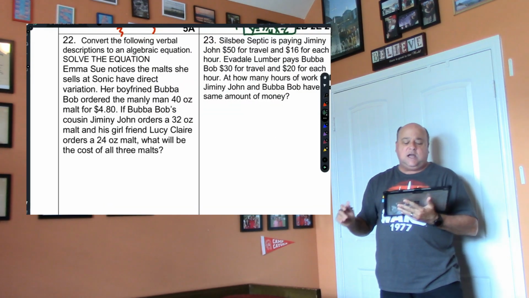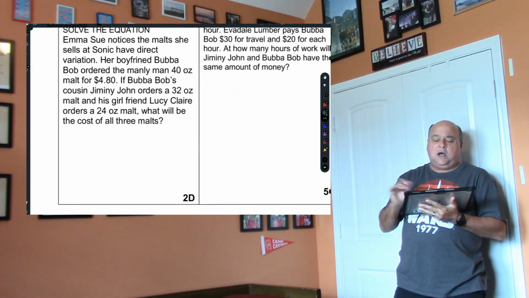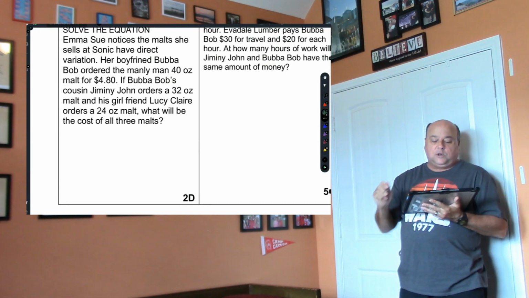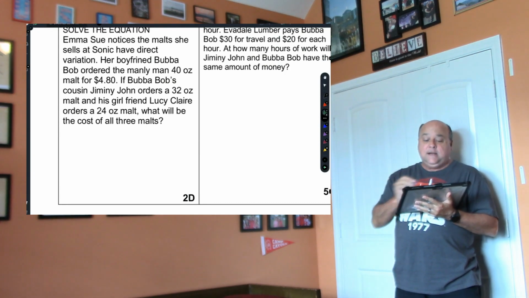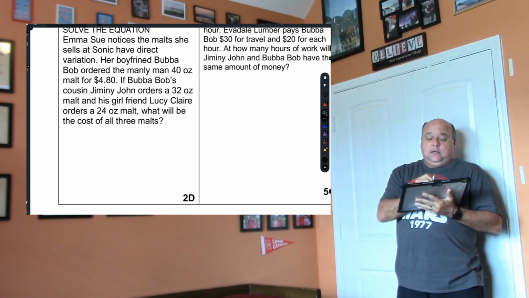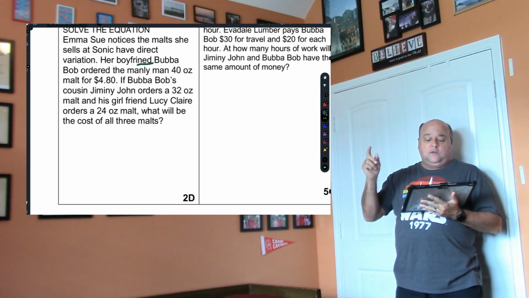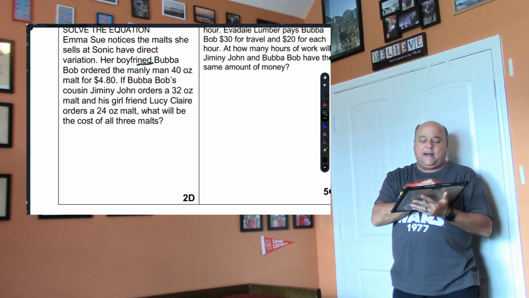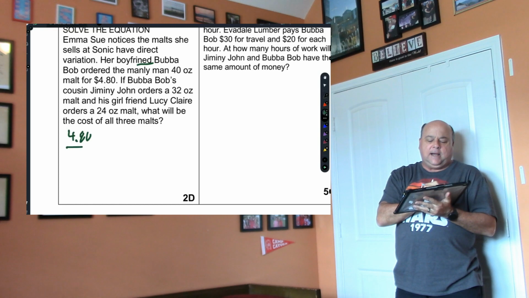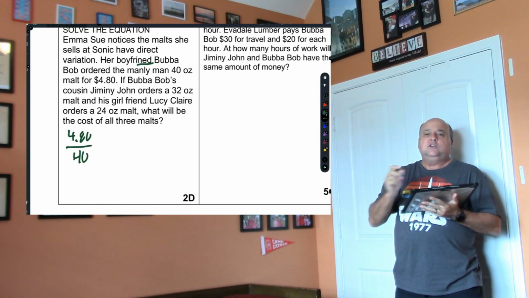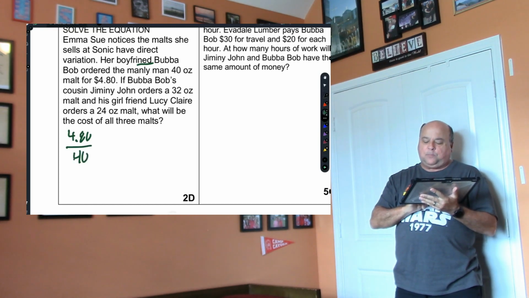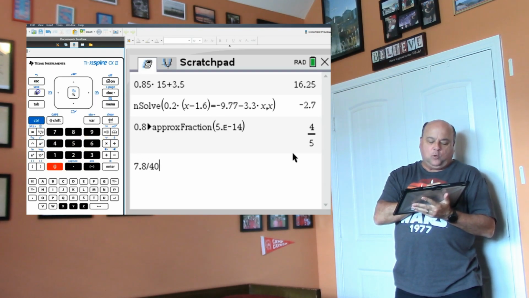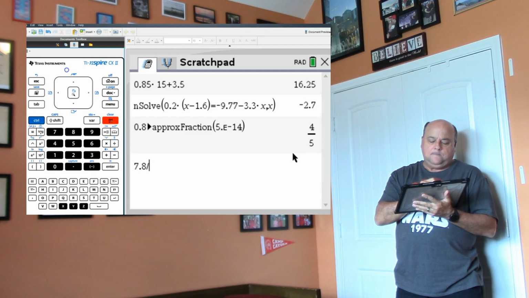We are almost done. Emma notices the boxes she sells at Sonic have direct variation. That means they're proportional. Her boyfriend ordered the Manly Man, 40 ounces for $4.80. So what we want to do is find out how much 1 ounce costs. So do $4.80 over 40. We're going to divide those two and get the price of 1 ounce. So 4.8 divided by 40.